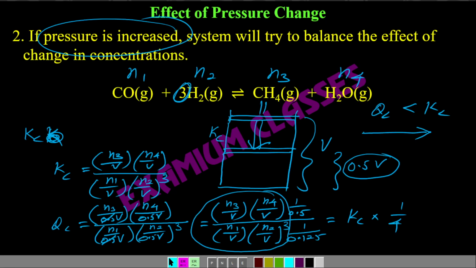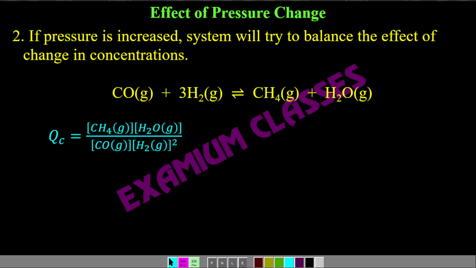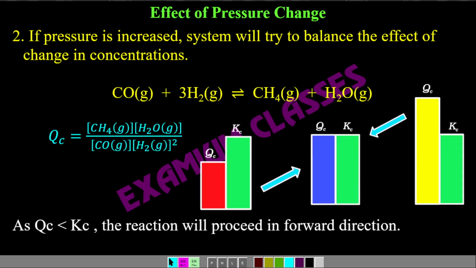Or you say it in terms of concentration: you calculate Qc. If Qc is less than Kc, it will go in forward direction. If Qc is greater than Kc, it will go in backward direction. So equilibrium will shift. How will you say it? You will say equilibrium will shift in forward direction because the reaction will go in forward direction. Qc is less than Kc, that's why the reaction will go in forward direction.